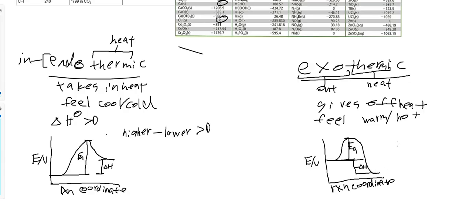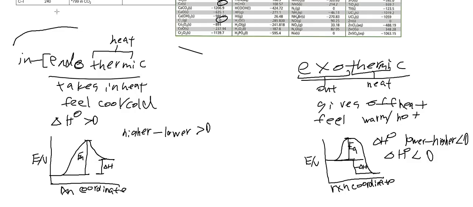So, when we're trying to find the sign of delta H, it is going to be subtracting a higher value from a lower value, which is always going to be less than 0. So for exothermic reactions, delta H naught is always going to be less than 0. So, let's move on. If my select tool will work.